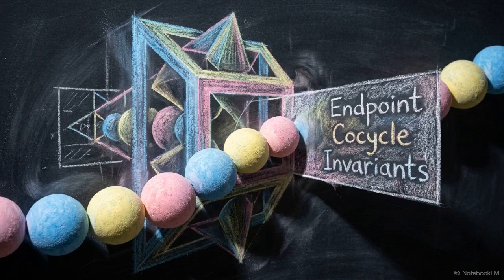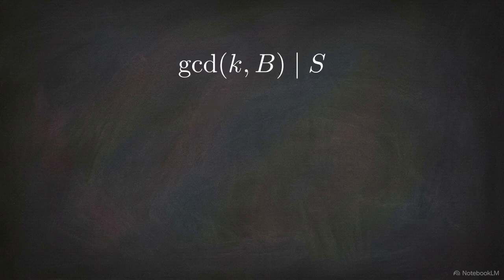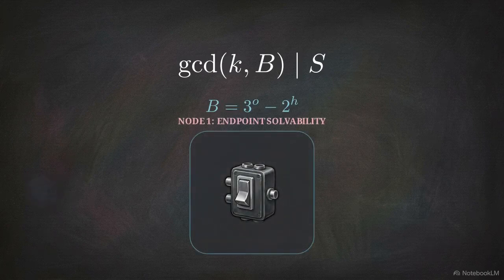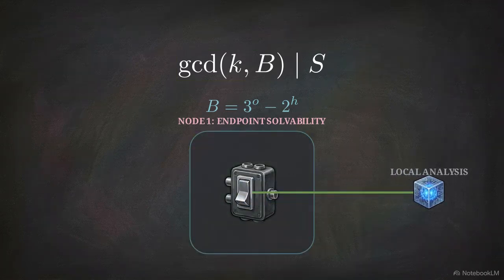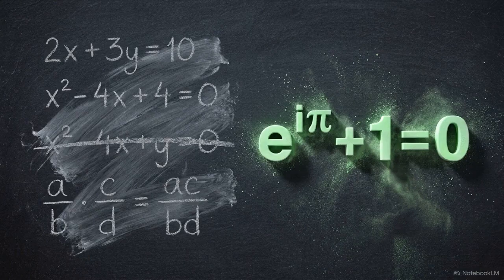The first node checks if an integer array can even exist for a given branch by examining its endpoint co-cycle invariance. An integer solution is possible only if the greatest common divisor of k and the multiplier difference b divides s. If unmet, the branch is impossible and analysis ends. If satisfied, the ray is confirmed, moving to local analysis. This rule acts as the first filter, removing algebraically incompatible branches.